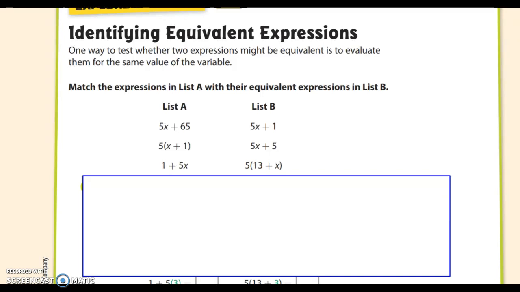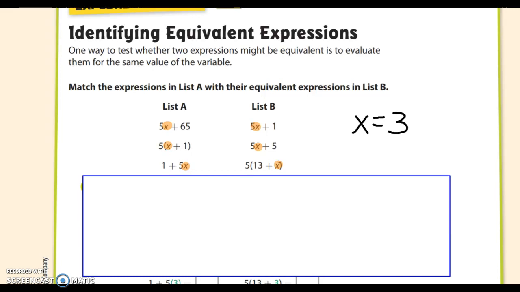But to really prove which ones are equivalent, we need to take x out and replace it with just any number. And the book's telling us to choose 3. So we'd identify all the x's and replace them with the value 3. Then some of the ones on the right would be equal to some of the ones on the left. That's what's happening here.